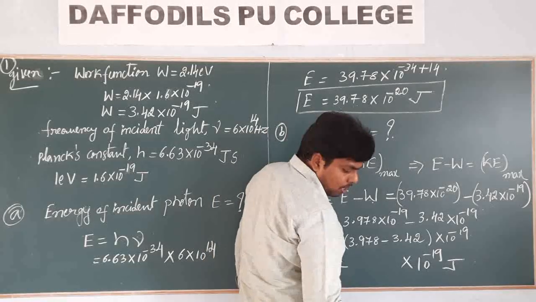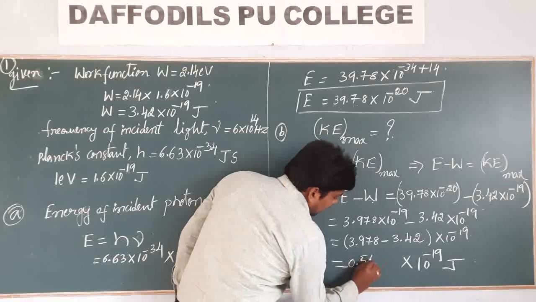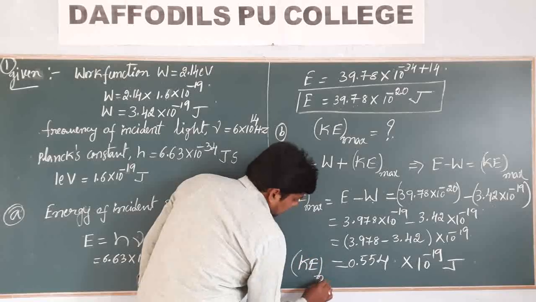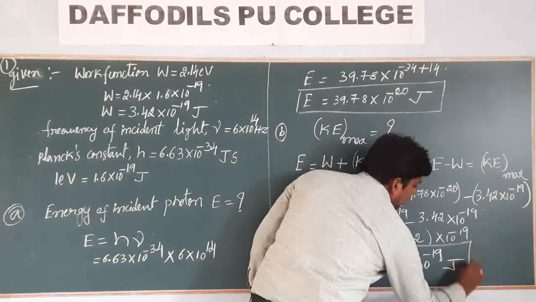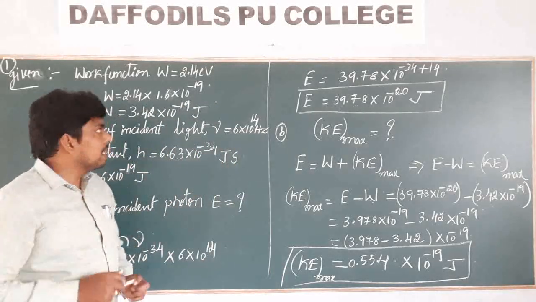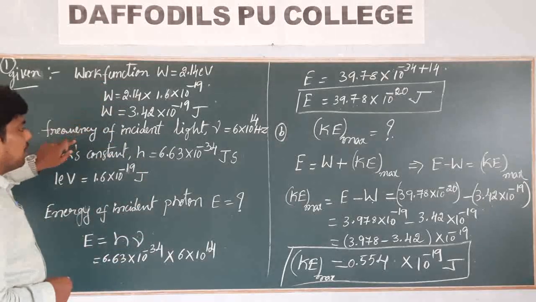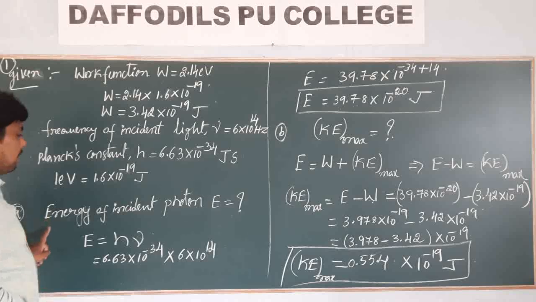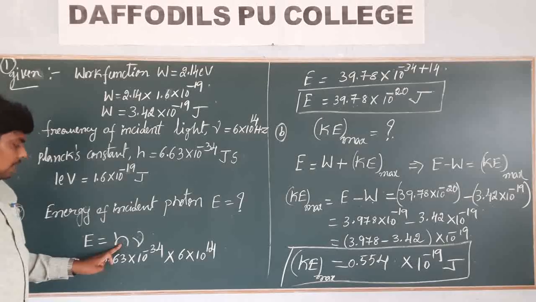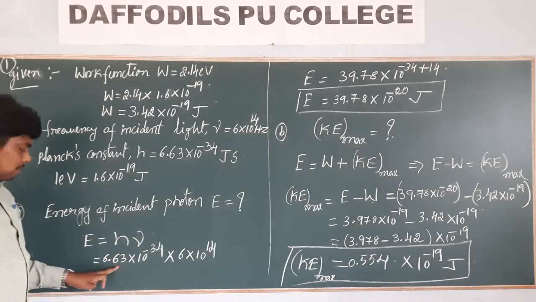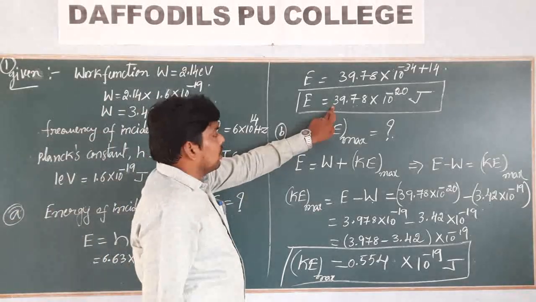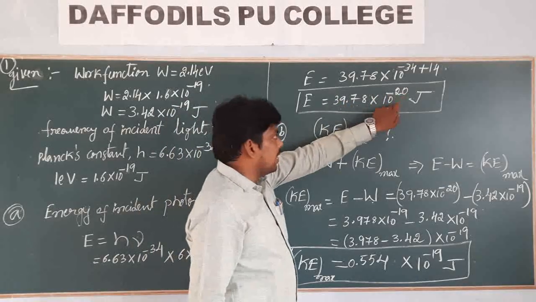Your value is about 0.554 into 10 to the power minus 19. This is the maximum kinetic energy of the photoelectron emitted from the metal surface. They have given the work function along with the frequency of the incident light. What you have to calculate? Energy of the incident photon. If you want to calculate the energy of the incident photon, what is the formula? E is equal to h nu. We have substituted the h value as well as the frequency value. We got the energy value, that is 39.78 into 10 to the power minus 20 joules.